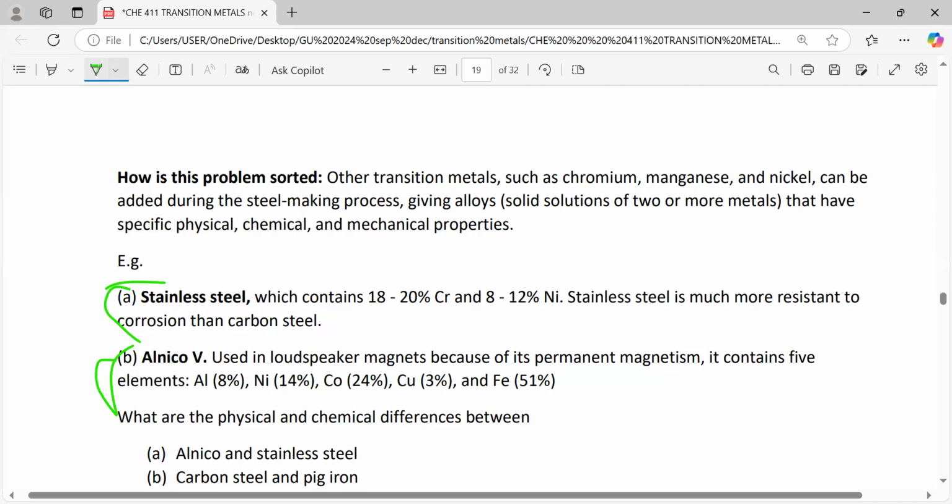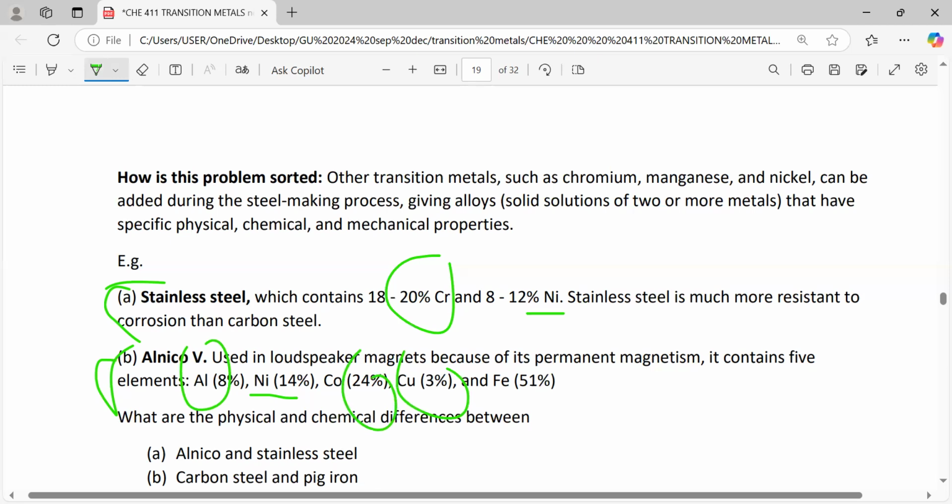Possibly what you've not put there. Alnico, of course, has nickel, stainless steel has nickel, but alnico has no chromium. It has others, like it has aluminum, it has copper in it, it has cobalt in it.